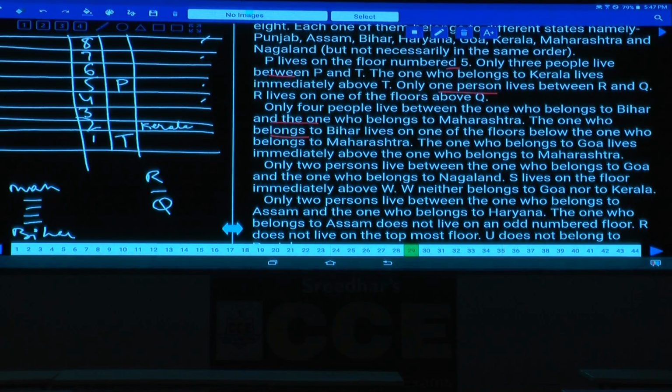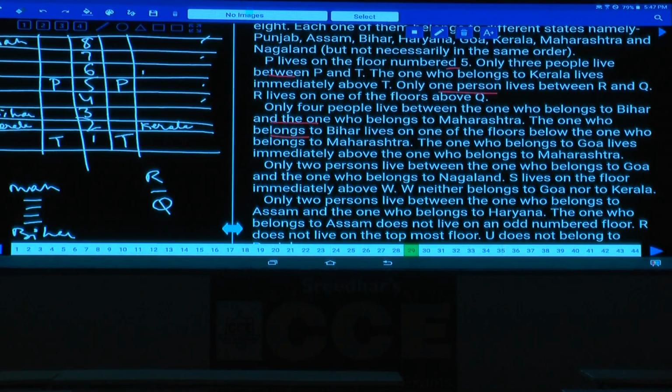Then what is the second possibility here? Now as there are 2 possibilities, let us start with this one. T is here, and who is the other person? P is here, and the person who belongs to Kerala must be here, isn't it? Between Maharashtra and Bihar, if the person from Maharashtra is here, 1, 2, 3, 4, the person from Bihar must be on floor number 3. And what is the other possibility here?